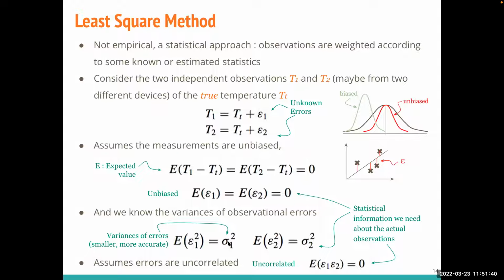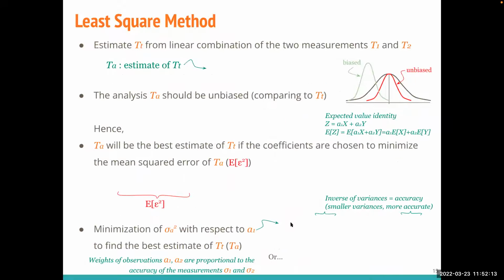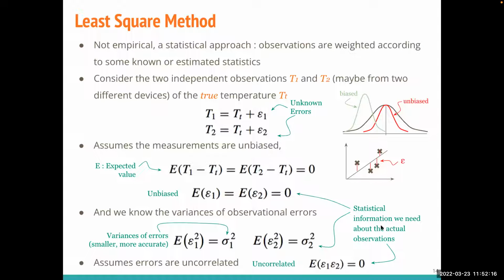Why do we want the representation of the variances here? Because we want this to be very small, right? If it's very large, it means that your device is not giving you a good measurement. It's giving you a very large deviation. The fluctuation is large from your true value. You don't want that. So that's why we need to have this. And we assume that they're uncorrelated. They're not coming from the same measuring mechanism. These are the statistical information that we need about the true observations.